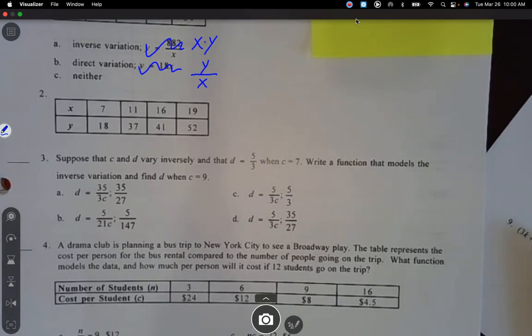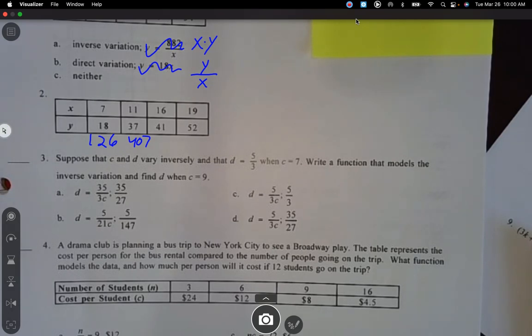So if I have 18 divided by 7, I get 2.57. 37 divided by 11, I do not get the same thing. So is it direct variation? No. Now let's try multiplying. What's 18 times 7? 126. Okay, this is going to be a whole lot more than that, right? If I did 37 times 11, it's 407. So is it inverse variation? No, so you would put neither.